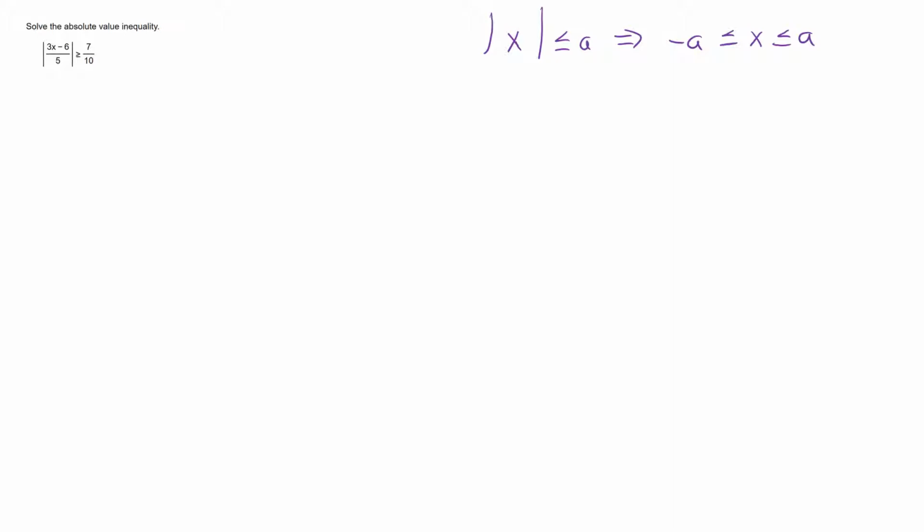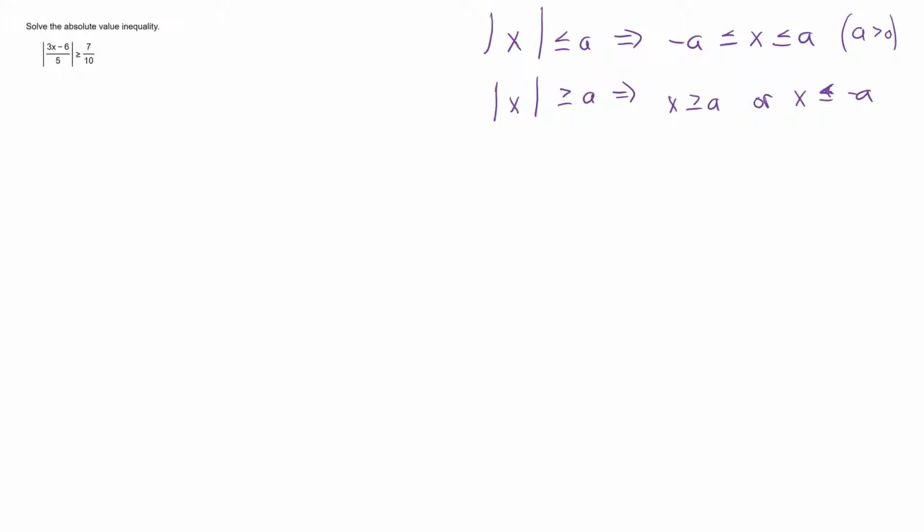Whatever's in the absolute value bars we put in the middle, and then a goes on the right and negative a goes on the left. On the other hand, when we're solving absolute value of x is greater than or equal to a, we can split this into two separate inequalities. We go x is greater than or equal to a, or x is less than or equal to negative a. Notice on the second inequality we flip the inequality sign and we make the a negative. And this is true as long as a is a positive number.